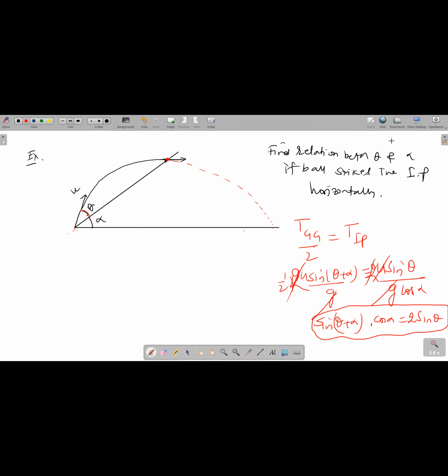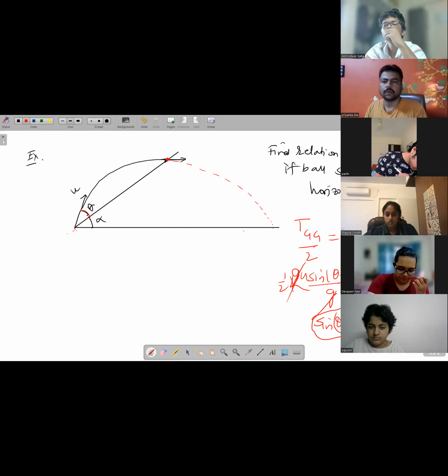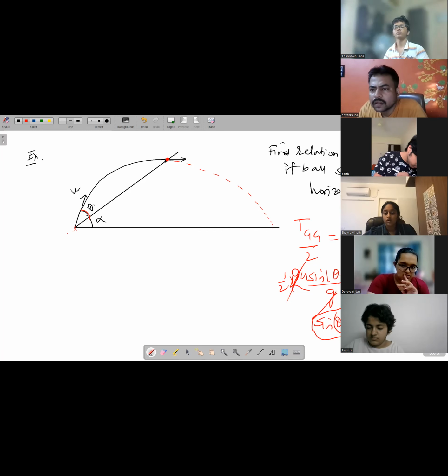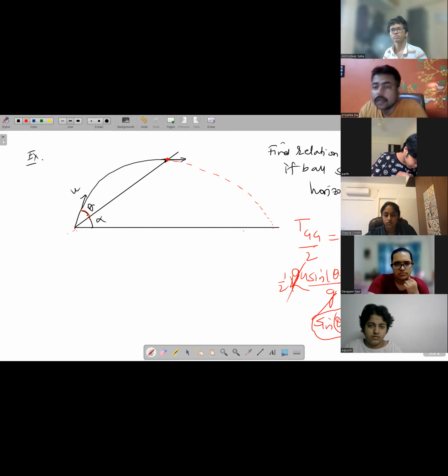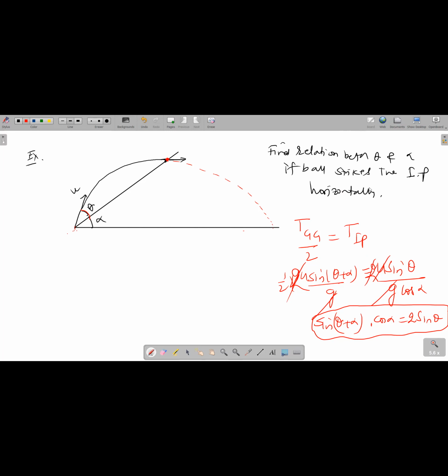So why are you equating it? Can you explain that again? Oh, okay, good. But sir, how can it be theta plus alpha when it's complete motion, when it's ground to ground? No, ground to ground. If you consider ground to ground projectile motion, this should be the angle of projection, no? Yes. This is your ground. Yeah, understood.